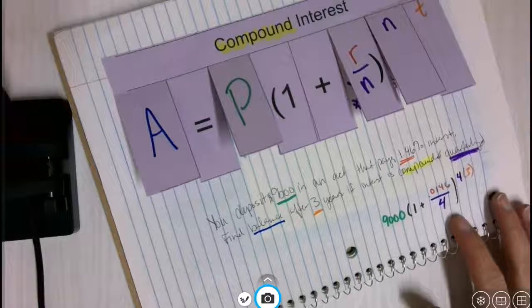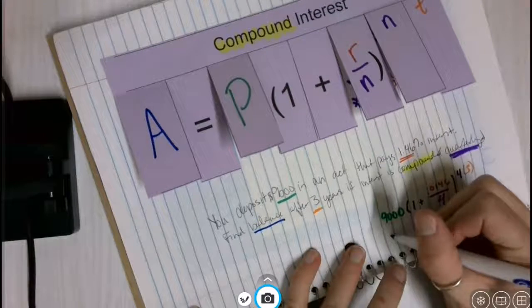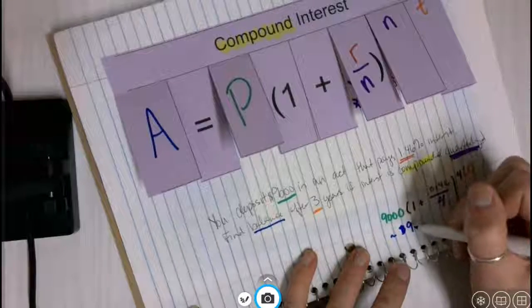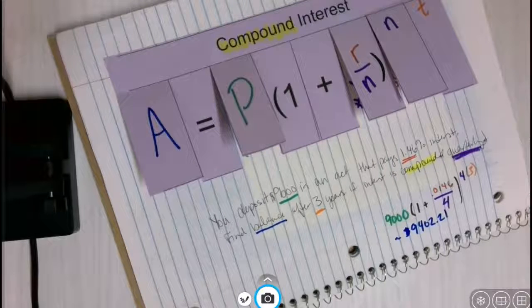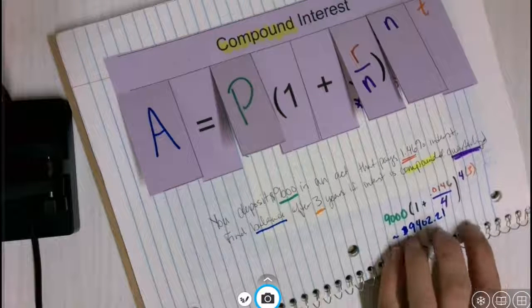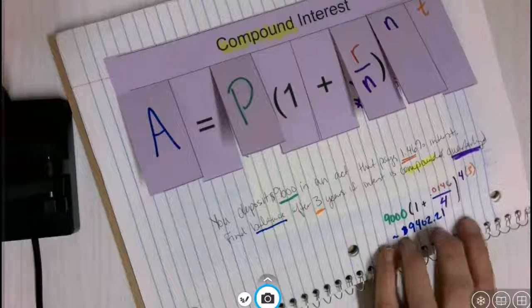So now you can go ahead and put this in your calculator, and you would find that your final value was approximately $9,402.21. And when we're dealing with compound interest, we always want to round to the nearest cent, right? Because most people ask, how do I round? We're dealing with money here, so we want to round in a way that makes sense. So we're definitely going to round to the nearest cent here.